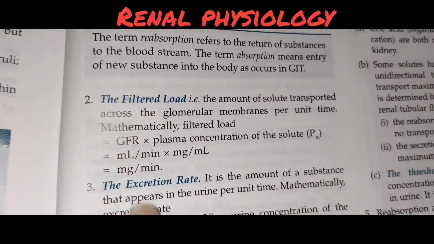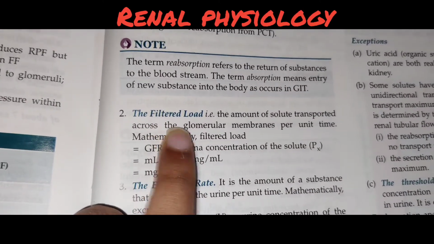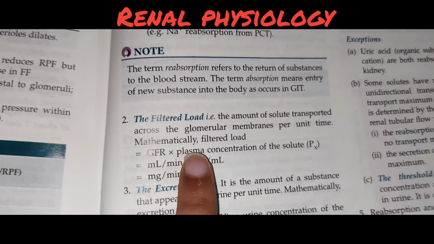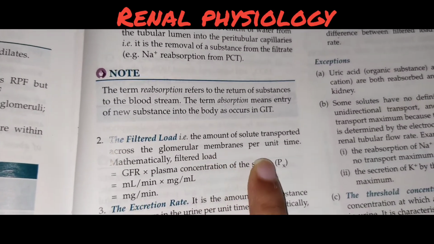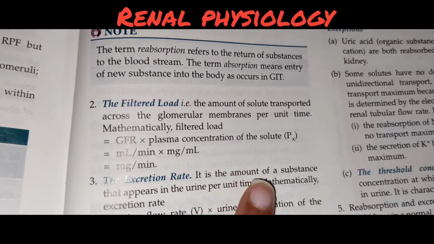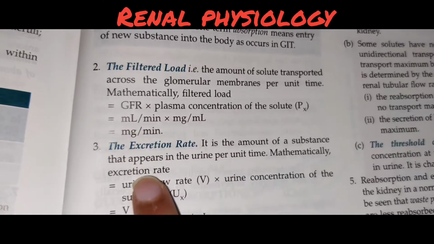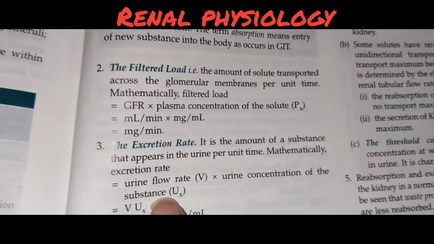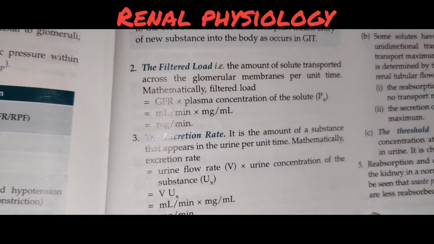Another term which we need to know first is the filtered load. Filtered load is the amount of solute which is filtered in the glomerular membrane per unit time. So it is GFR multiplied by the plasma concentration of the solute, and the excretion rate is the amount of the substance that appears in the urine per unit time. This is urine flow rate multiplied by urine concentration of the substance.